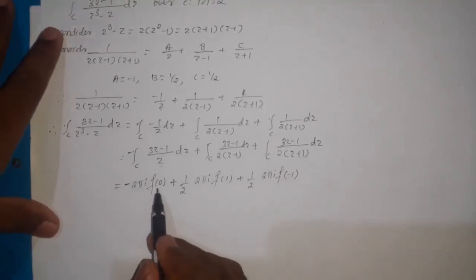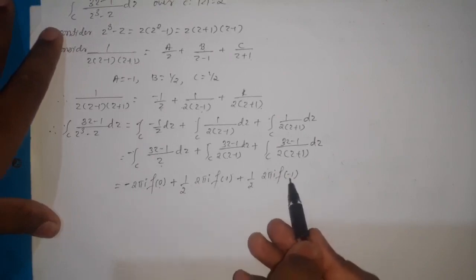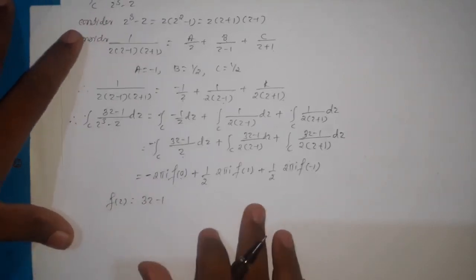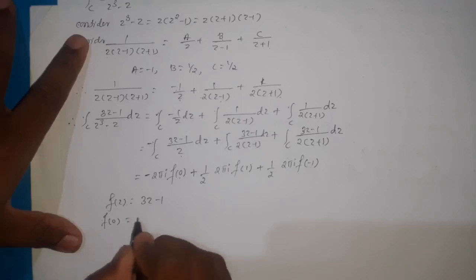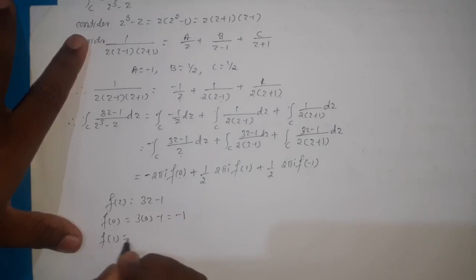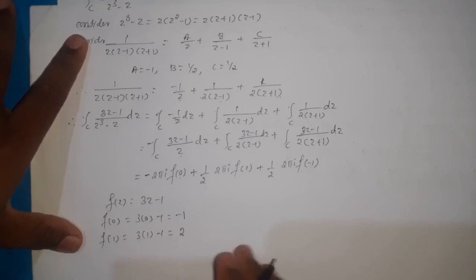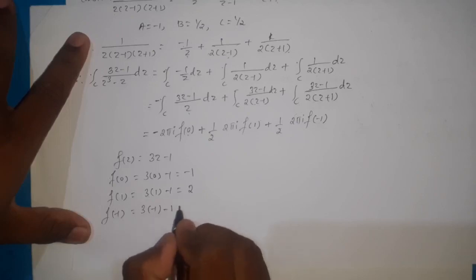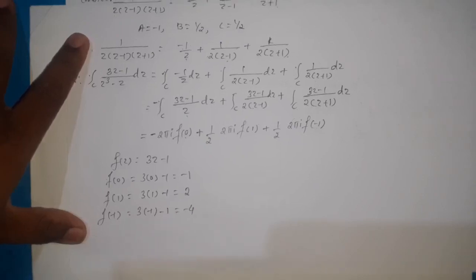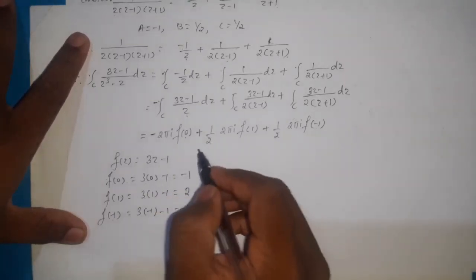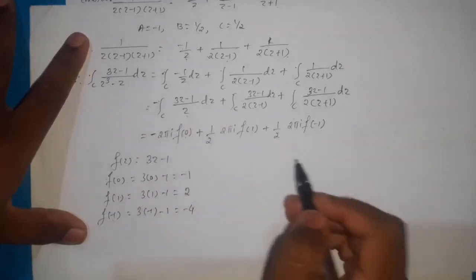So now we will find f of 0, f of 1, f of minus 1. Here f of z is equal to 3z minus 1, right? Now f of 0 becomes 3 into 0 minus 1, which is equal to minus 1, and f of 1 is 3 into 1 minus 1, that is 2, right? And f of minus 1 is 3 into minus 1 minus 1, which is equal to minus 4. So now we got the values of f of 0, f of 1, f of minus 1. Let us substitute all these three values in this equation.